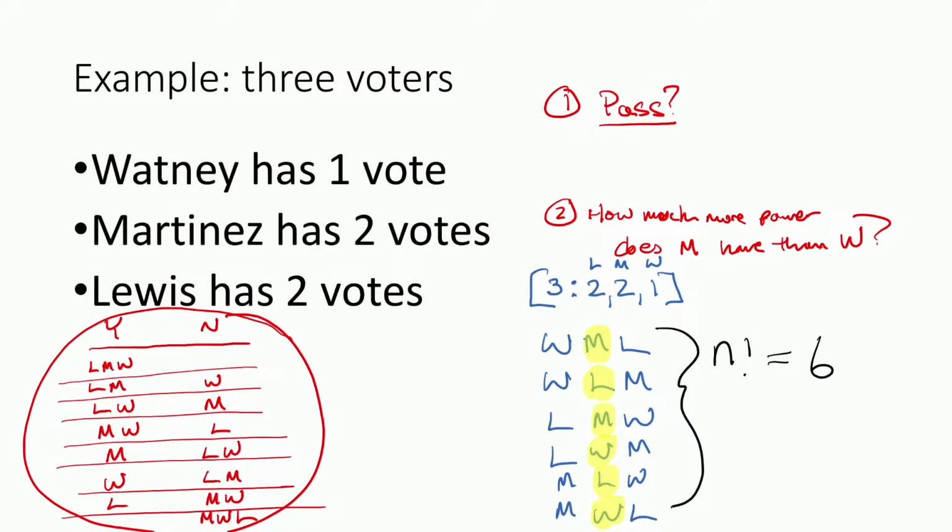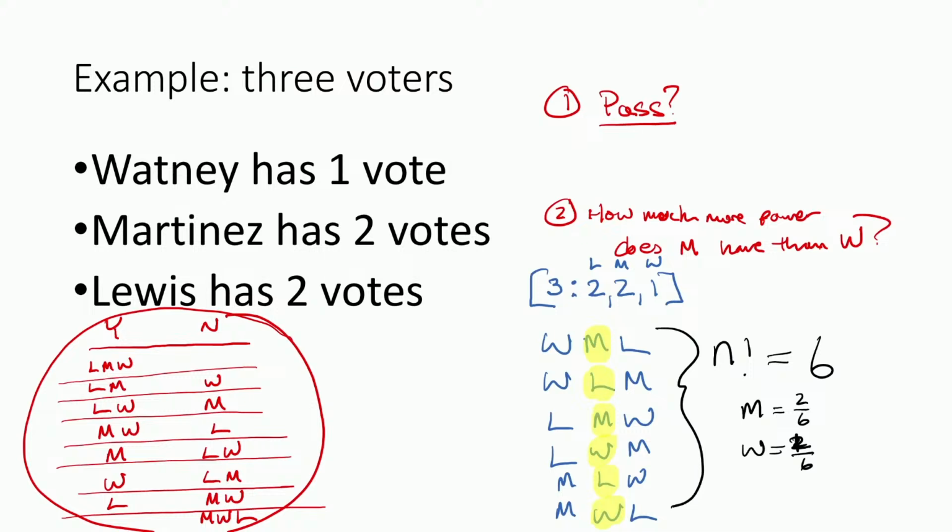permutations. Now you're just going to count how many times Martinez is pivotal, how many times Lewis is pivotal, and how many times Watney is pivotal. It turns out that they're all pivotal the same number of times, so they all have an equal sway, but that's what we had discovered earlier. But let's write it down. Martinez is 2 out of 6. Watney is 2 out of 6.